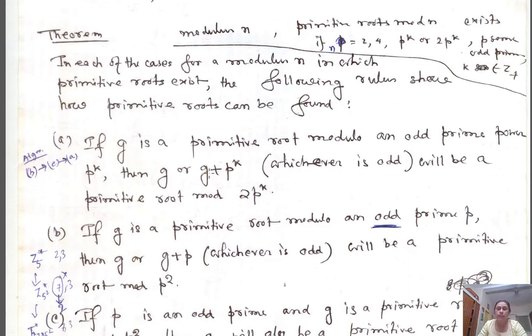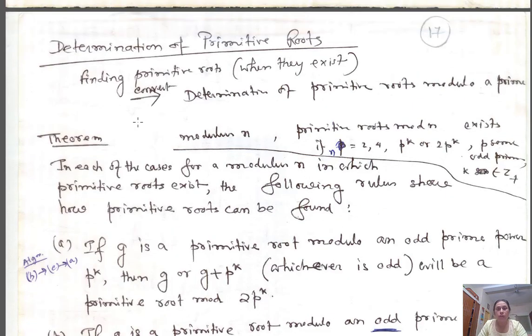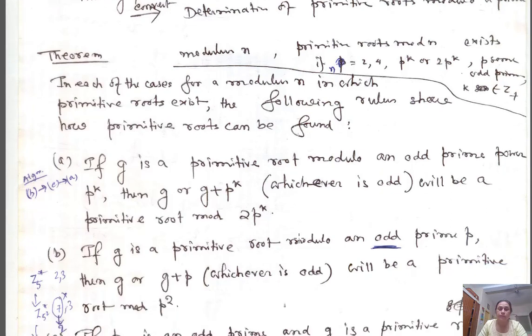The proof of this result is not trivial, so we are going to state the theorem only, and we are going to utilize this theorem to solve certain problems, to find the primitive roots. In each of the following cases, for a modulus n in which a primitive root exists, the following rules show how primitive roots can be found.